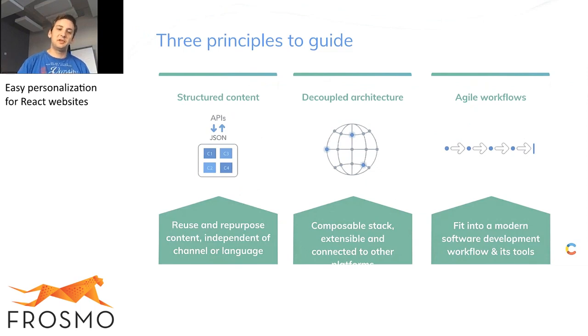And there are 3 rough principles we use to guide our product. The first of it is structured content. We want you to be able to reuse and repurpose content, independent of the channel, the language, or the software platform you want to use for development. We are all about decoupled architectures. We want you to be able to compose the stack of tools that is applicable to your business and to your use case. And it's all about agile workflows. Modern software development tools and workflows are at the core of every modern software team, and Contentful doesn't want to be a foreign entity in this. We need to slot right into these tools and these processes.